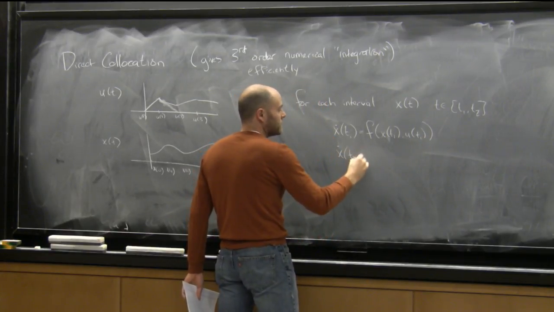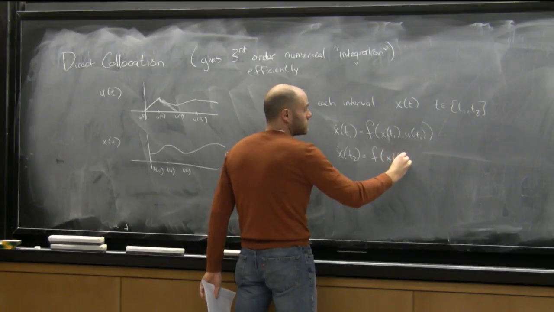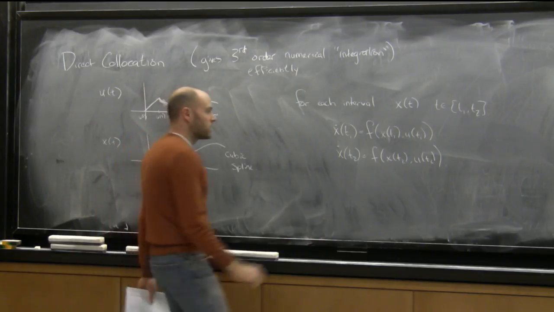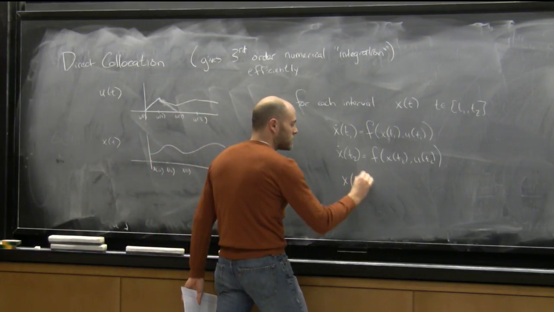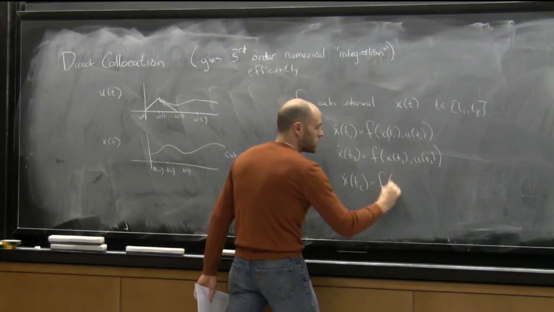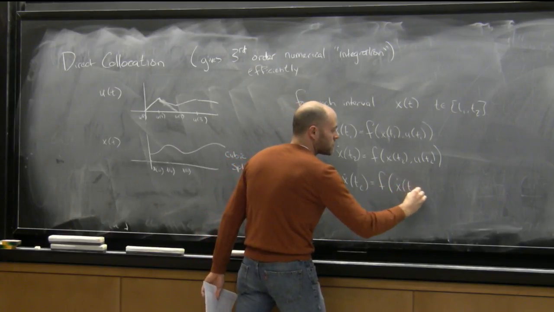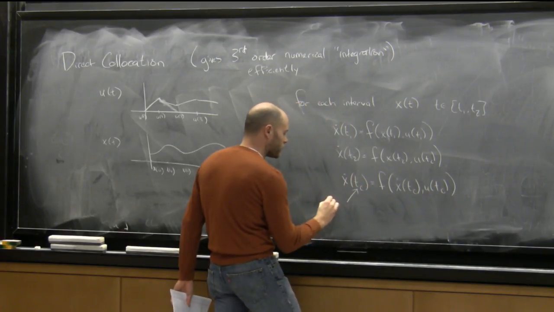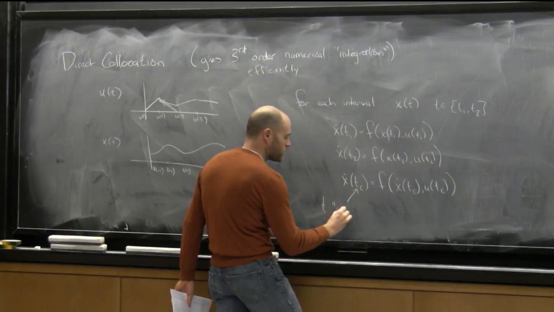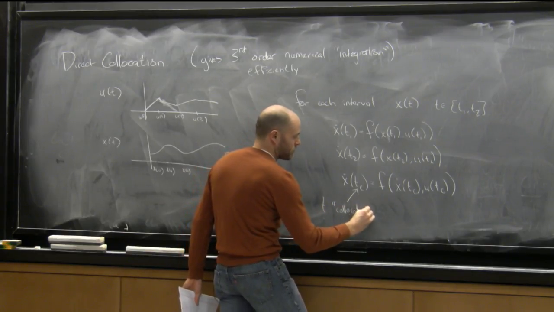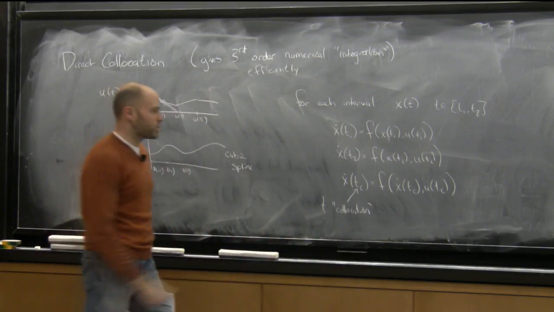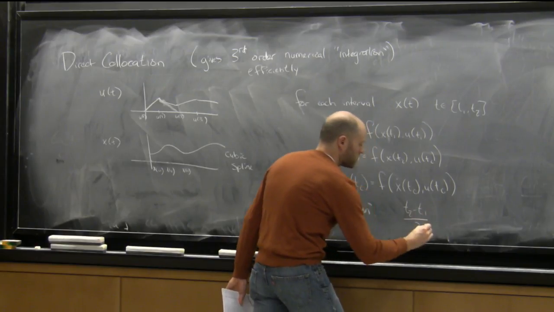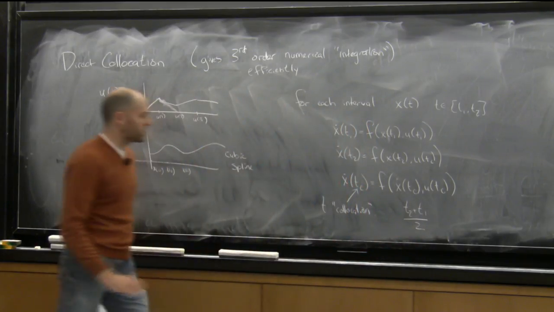and x dot of t2 equals f of x at t2, u of t2. So the derivatives match at the endpoints. And then you put in one more constraint. This is TC, t collocation, which in practice is the midpoint in this case.